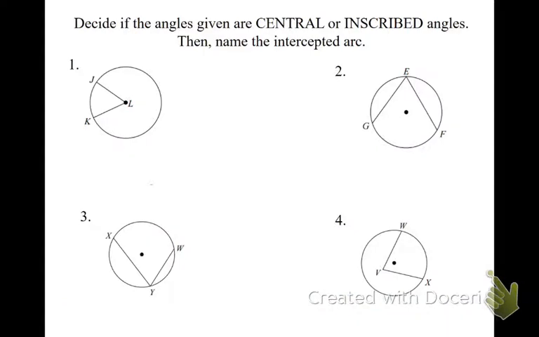All right, so I numbered them on my screen, 1, 2, 3, 4. Yours are not numbered, but number 1's on the top left. Where is the vertex? In the center. So what kind of angle is this? Central. So you should write central. It says then name the intercepted arc. The intercepted arc is the arc made by the two rays of the angle. So you name an arc with a little rainbow thing, and then the letters J, K.